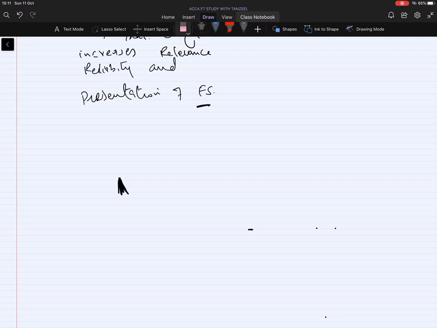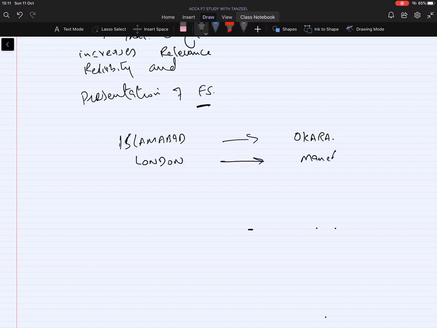What does that mean? Suppose you have a property in the best area of Pakistan, which is Islamabad, and you have a property in a small city, like Okara. There are two different cities. Same if you have a property in London and a property in Manchester.